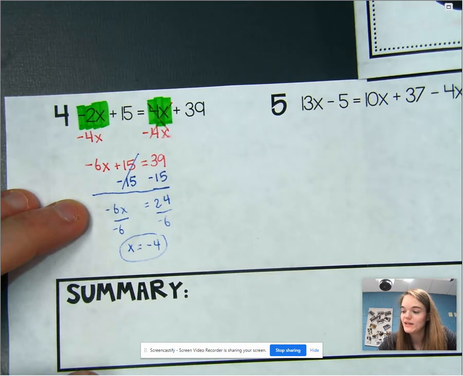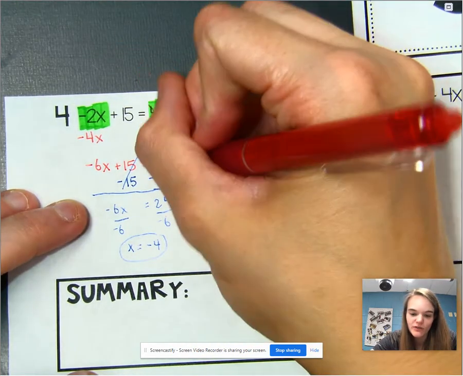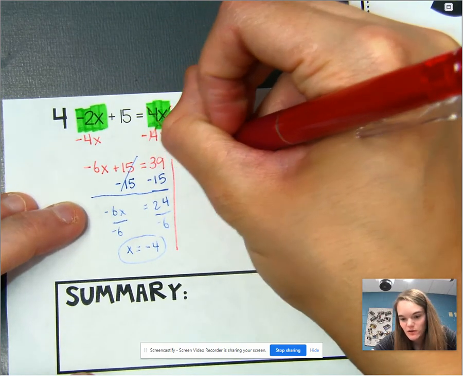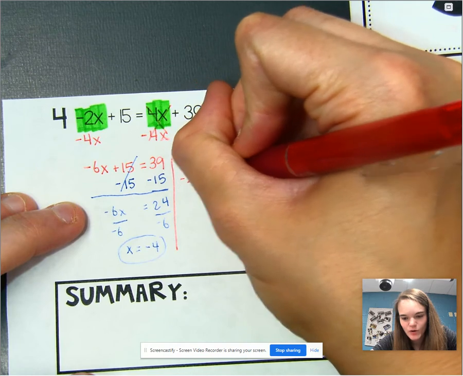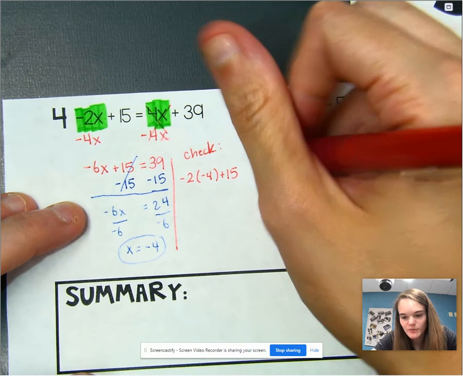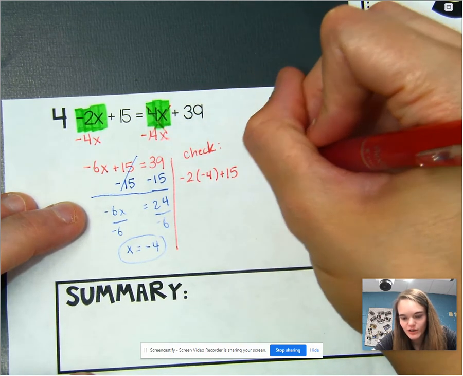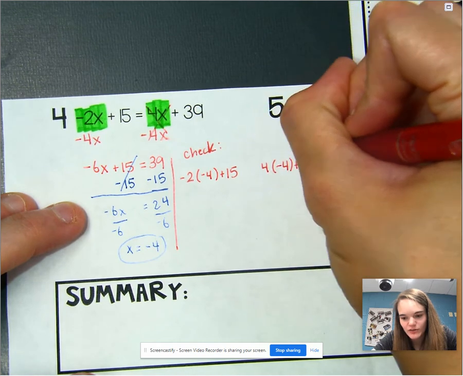I can plug this back in to check, and I'm going to on this one, but I want the rest of them. I'm going to check. Negative 2 times negative 4 plus 15 should be the same as 4 times negative 4 plus 39. And we're going to type them both in and see what we get.